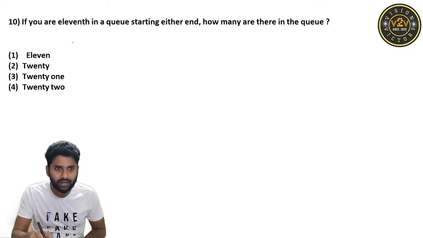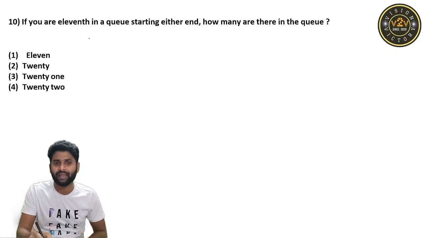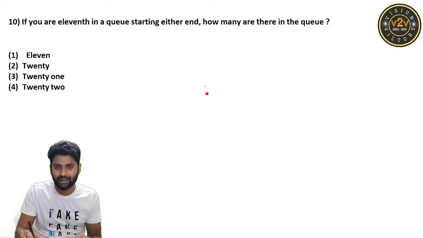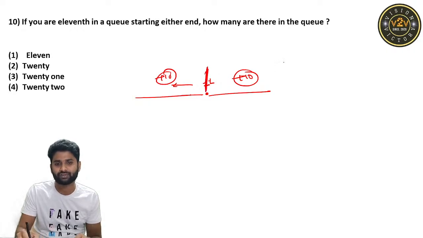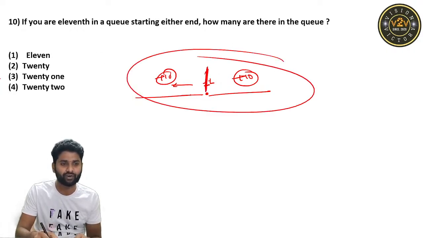If you are 11th in a queue, starting from either end, then how many are in the queue? You are exactly the 11th person. If you counted from either of the ends, here we have 10 people, here we have 10 people, and here this guy is one. So that's why the total count is 21.